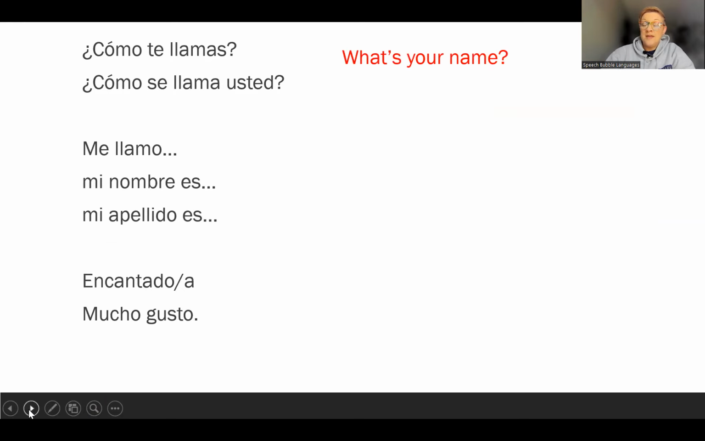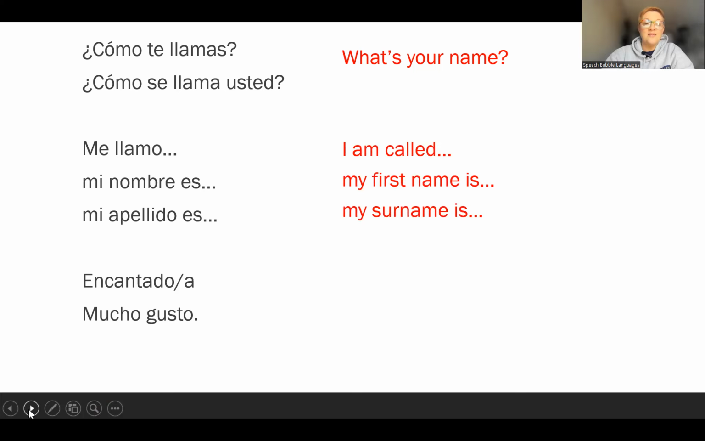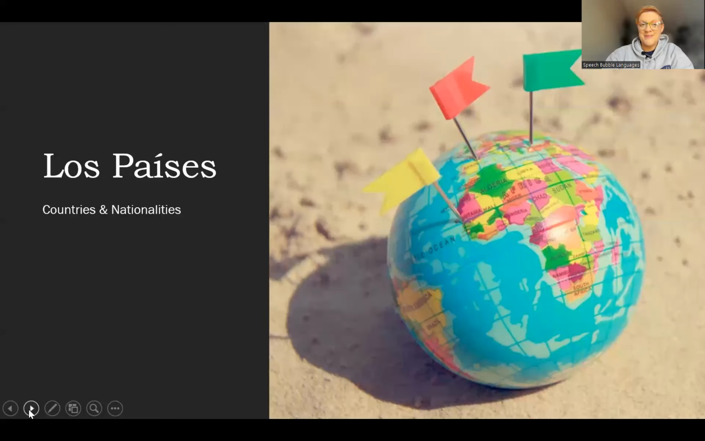Do you know the meanings of these? ¿Cómo te llamas? What's your name? If you'd like to be extra polite, you can change it slightly and say ¿Cómo se llama usted? Me llamo. Mi nombre es. Mi apellido es. Encantado o mucho gusto.